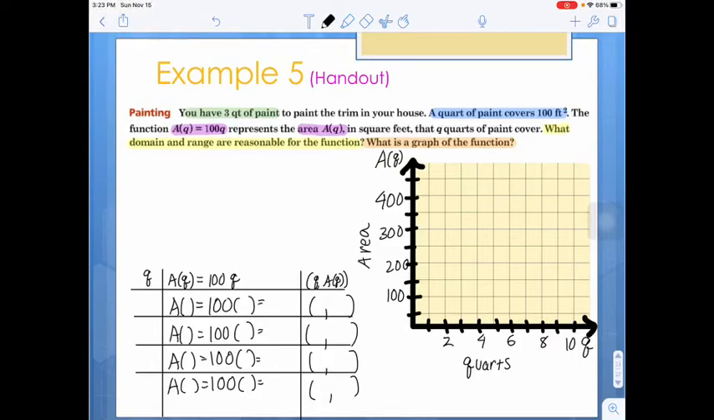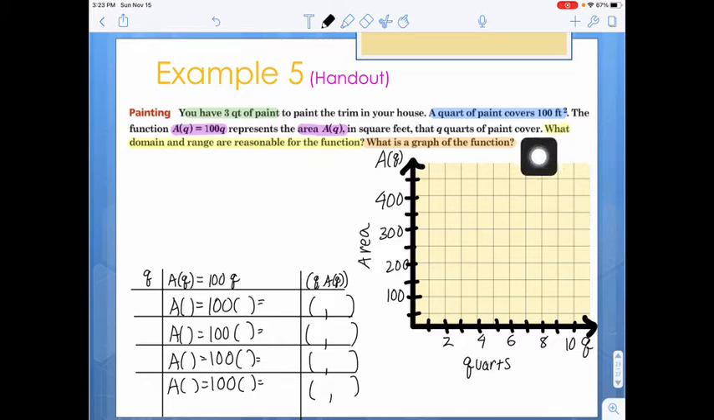Section 2.6 Example 5 says you have 3 quarts of paint to paint the trim of your house. A quart of paint covers 100 feet squared. The function A of Q equals 100Q represents the area A of Q in square feet that Q quarts of paint cover. What domain and range are reasonable for the function? What is a graph of the function?